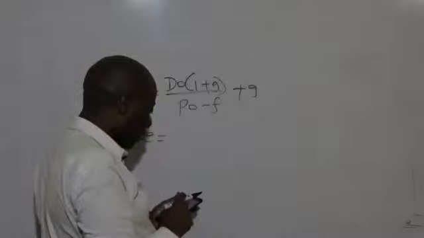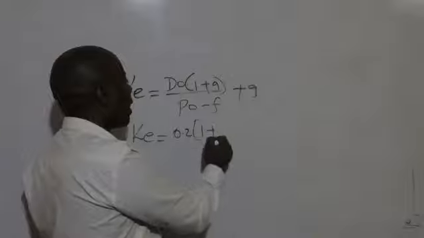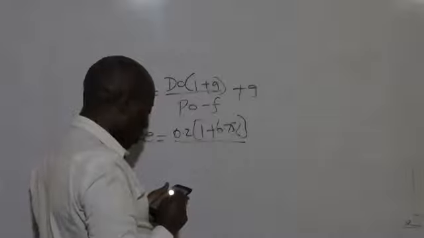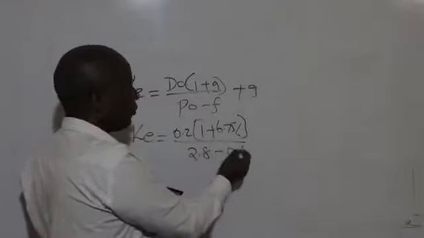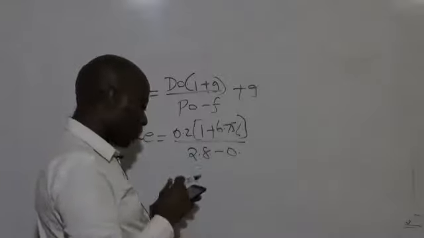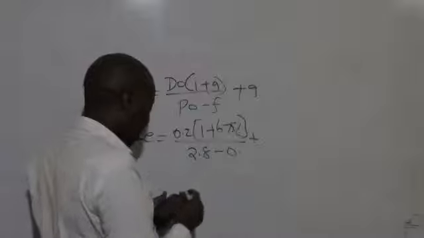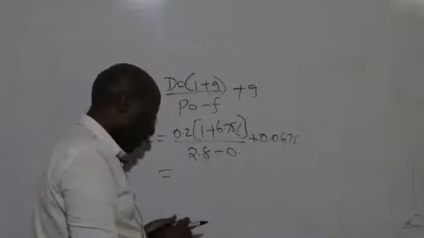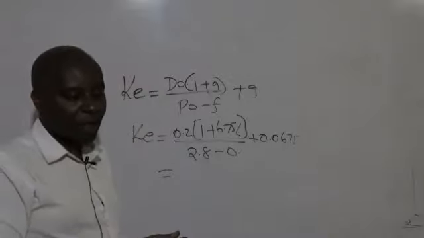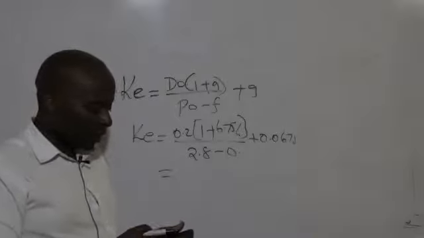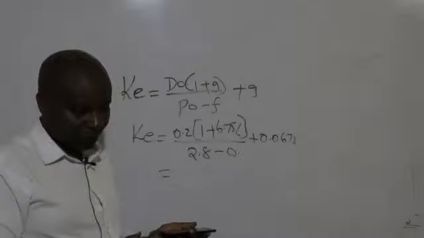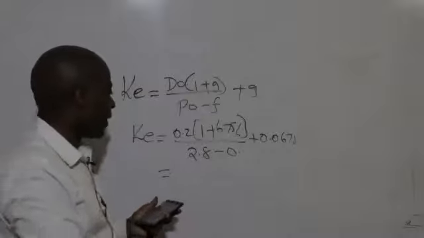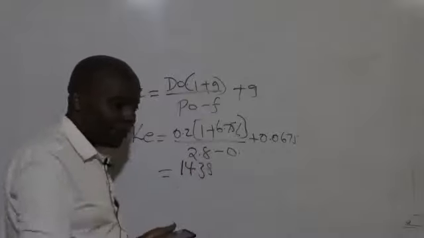Market value is 2.8, dividend is 0.2. So 0.2 into 1 plus 6.75% all over P0, which is 2.8. There's nothing like flotation in this question. Plus our growth rate, which is 6.75%, the same as 0.0675. Will you kindly give us an answer at the end of the day? What do we have here? The answer is 14.38%. Is there anybody who got this answer much earlier?